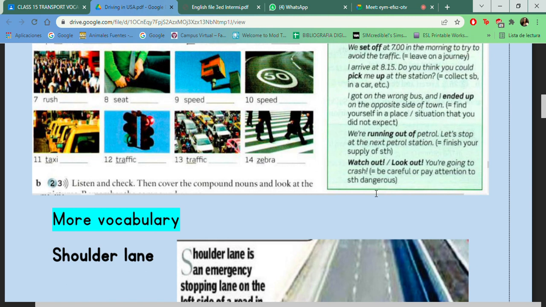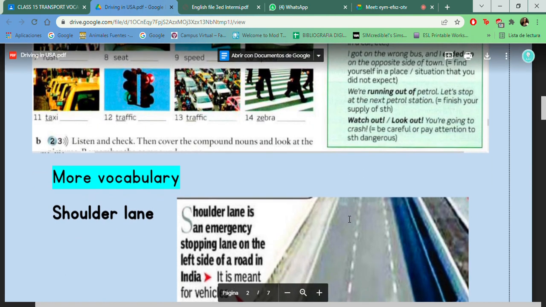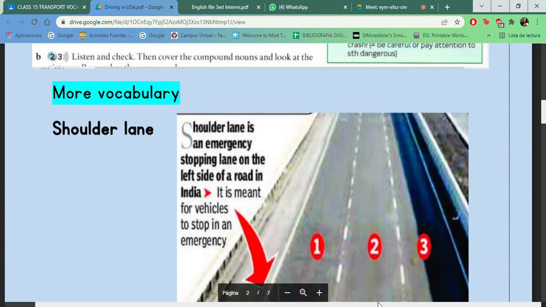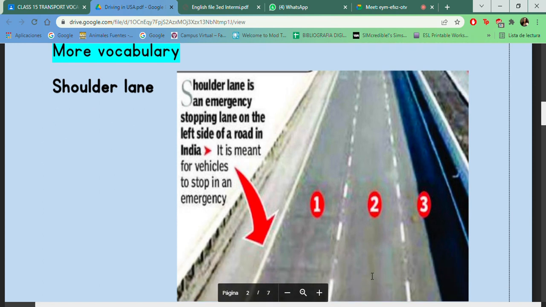We are running out of petrol. Let's stop at the next petrol station. It's okay. The American expression is gas station. Of course, it's also correct. Watch out! Look out! You are going to crash. Excellent. You're going to crash. Great. Excellent.